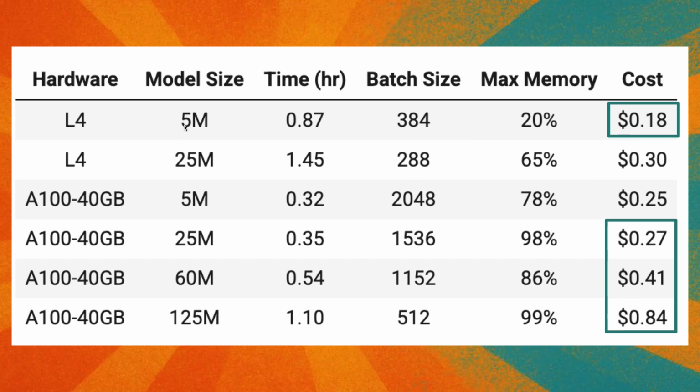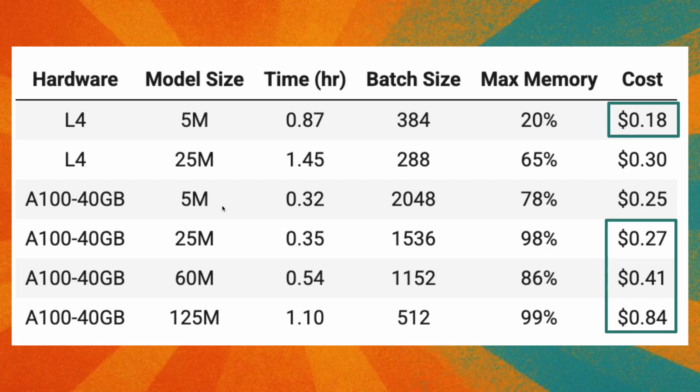So for the 5 million parameter model, it took just under an hour. I had a batch size of 384, which only used 20% max memory, and the cost was about 20 cents. There's room for speeding up, so that's something I could experiment with, but at least for now, this is a nice rough estimate.